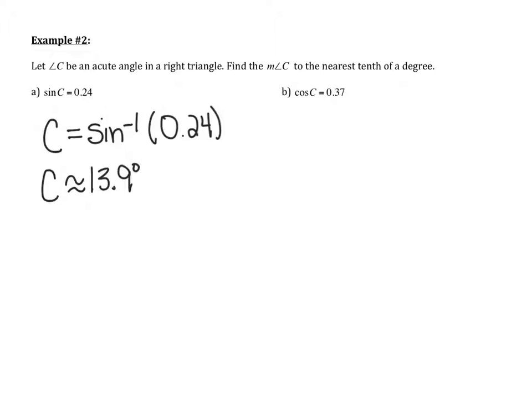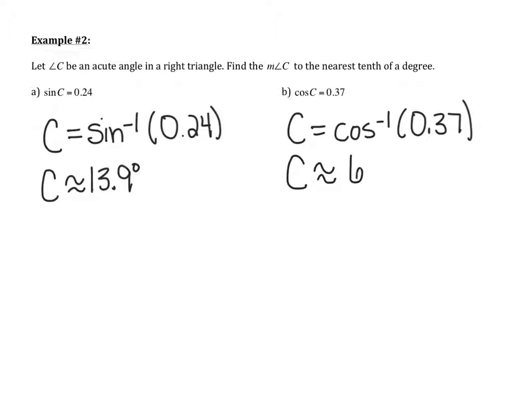For part B, it says the cosine of C is equal to 0.37. So they already did the work for us. They found what the adjacent side over the hypotenuse is, and they got 0.37. So to find the measure of angle C, I'm just going to do the inverse cosine of 0.37 and type that into my calculator. Again, it's asking me to round to the nearest tenth, so C is about 68.3 degrees.